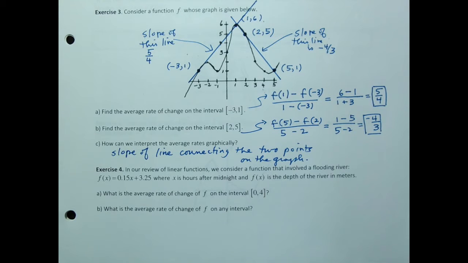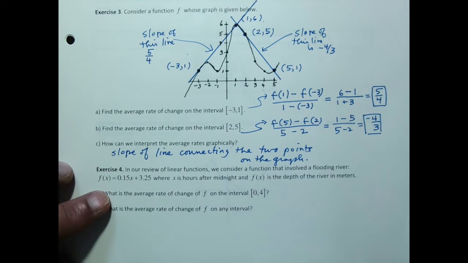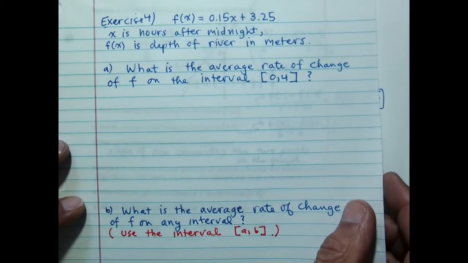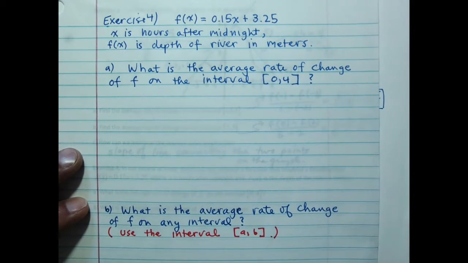Next, we have exercise 4 to talk about on our rate of change handout. It's down here at the bottom, and I copied exercise 4 onto a separate sheet, so it's a little bit easier to write and talk about.